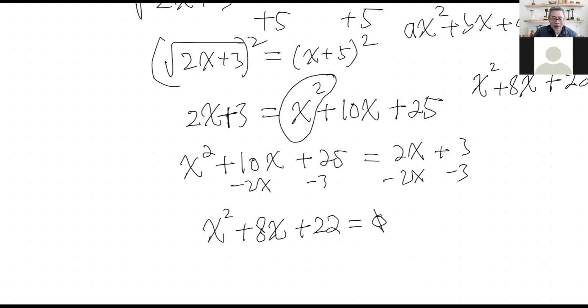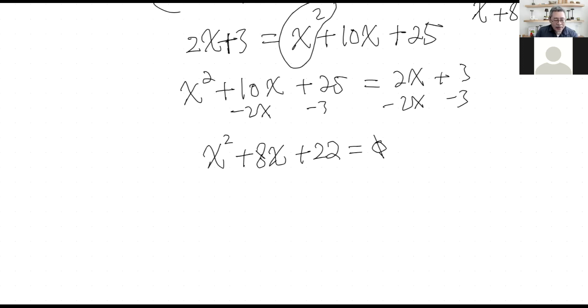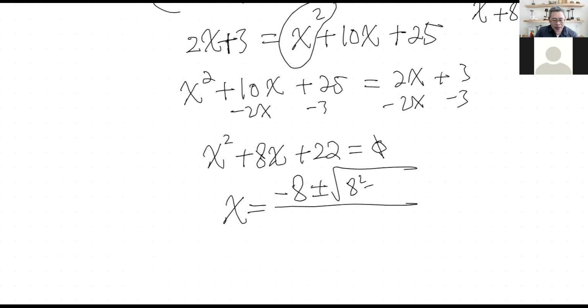Now what we see here is we can just use the quadratic formula. We got negative 8 plus or minus the square root of 8 squared minus 4ac, with a 1 and c 22. And we got 2 here. Now we got negative 8 plus or minus the square root of 64 minus 88.